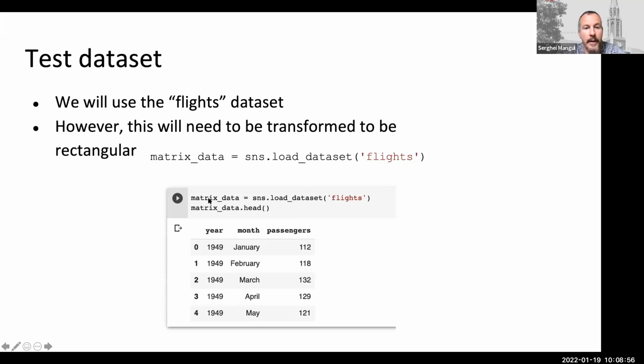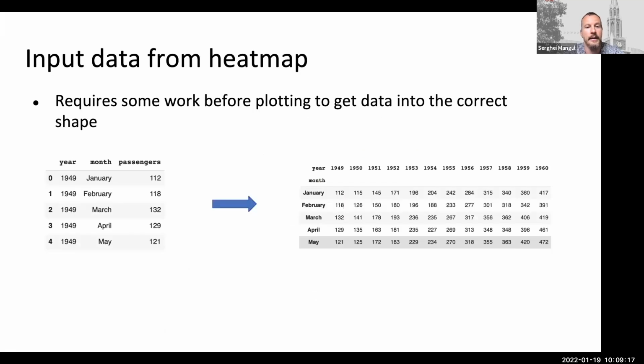Let's say we call it matrix_data equal to sns.load_dataset, and the dataset will be called flights, because it's provided to us by Seaborn. First thing you do with the data, you look at it and say, okay, makes sense. This is the data I'm dealing with. So how do we convert it? This is what we need to do. This is our data on the left.